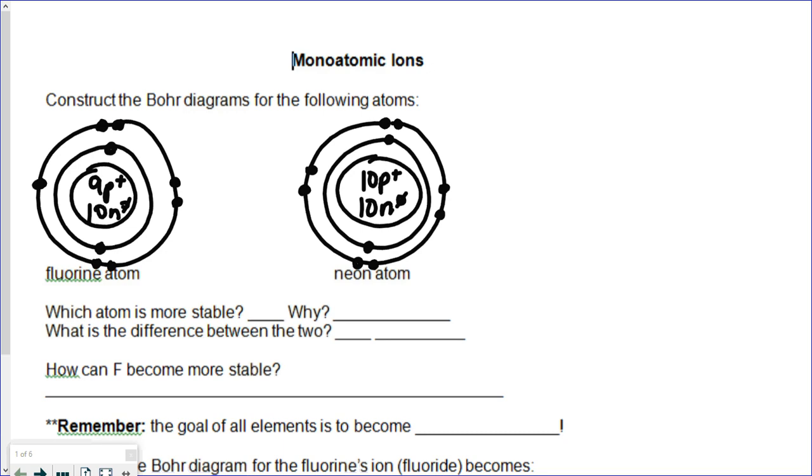So it says, which atom is more stable? I talked about that in the last lesson: something that's more stable has its valence shell filled. Again, valence is your outermost shell of electrons. If we look at fluorine, it has 7 out of 8 spaces filled, whereas neon has 8 out of 8 spaces filled. So neon is actually more stable because it has a full valence or full outer shell.